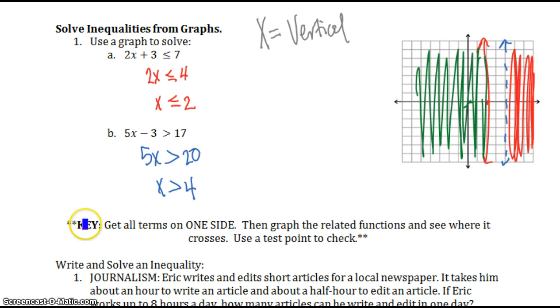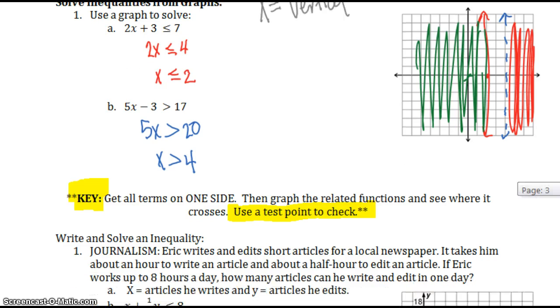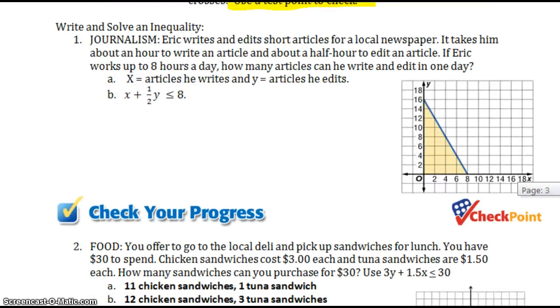So here is the key to solving inequalities. You get all of your terms on one side. If you have a y, you isolate your y. If you only have an x, you isolate your x. Then you graph the related function and see where it crosses, and you can always use a test point to check your solution.